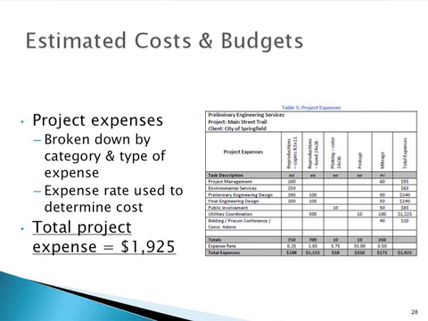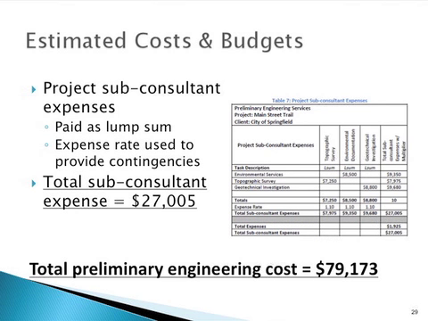Here they are broken down by category and type of expense. To convert each type of expense to a dollar amount, an expense rate is used to determine the cost. For the Main Street Trail, the total project expense is $1,925. Another expense incurred is the project subconsultant expense.